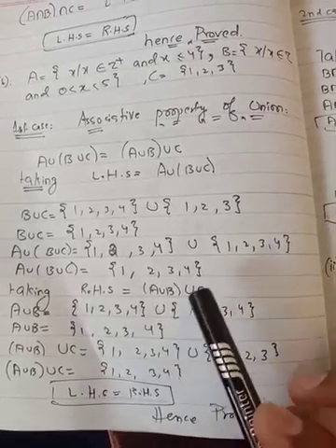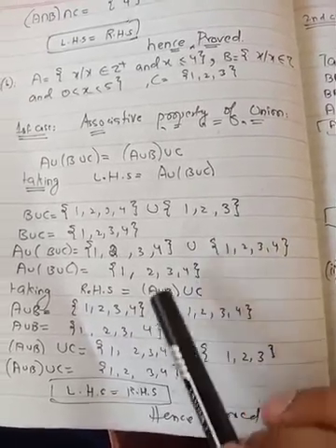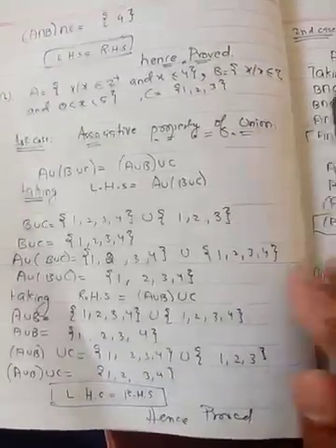The answer of the left hand side is 1, 2, 3, 4. Hence both sides are equal. So we have proved the associative property of union.